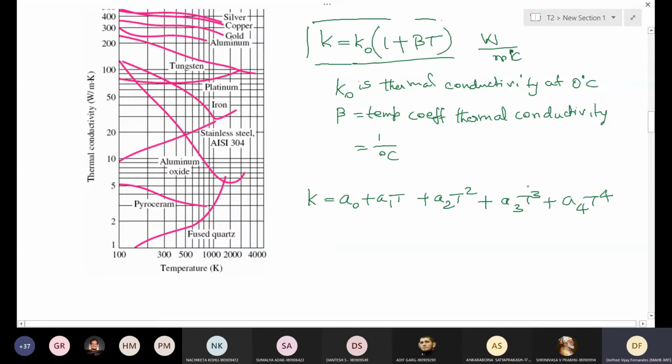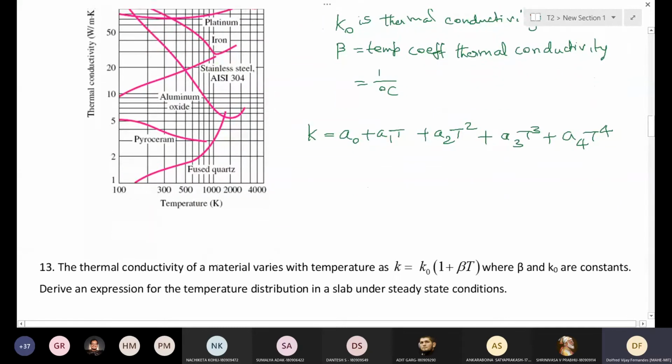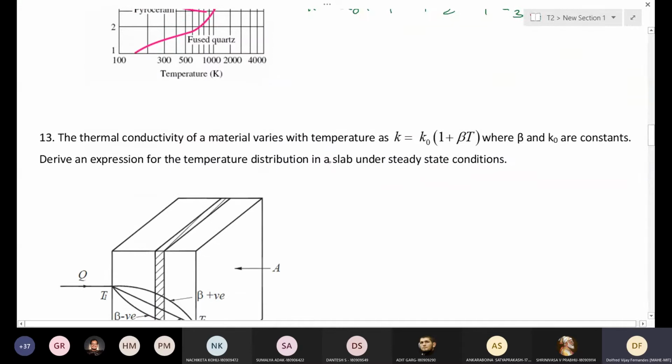This can capture the highly nonlinear variation of thermal conductivity with temperature. But the first one is a linear relationship. In this course, we are not going to use this type of nonlinear correlation. Only the linear variation of temperature dependent thermal conductivity is considered. So straight away we will take a planar wall and see how to estimate the rate of heat transfer when the thermal conductivity is given as a function of temperature.